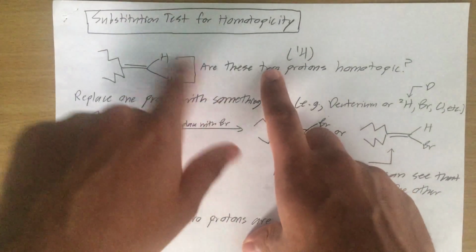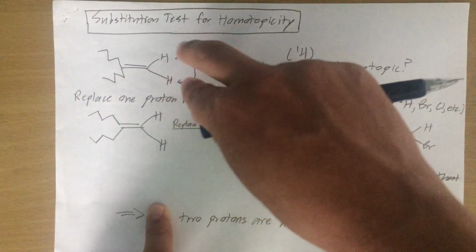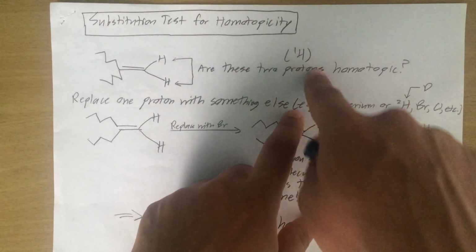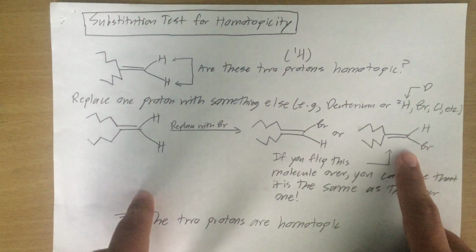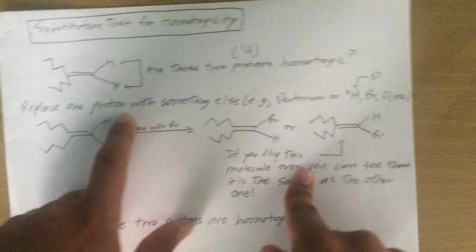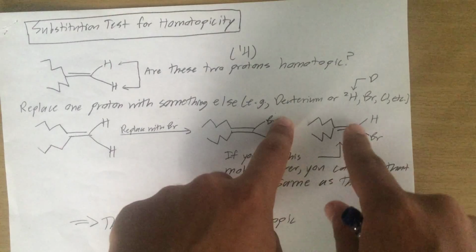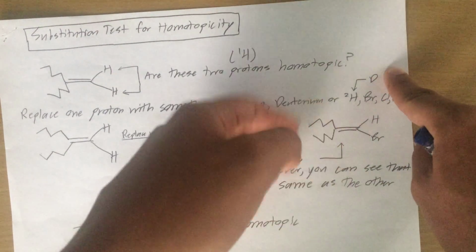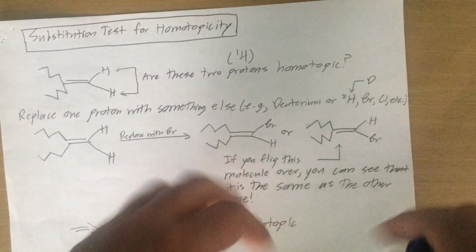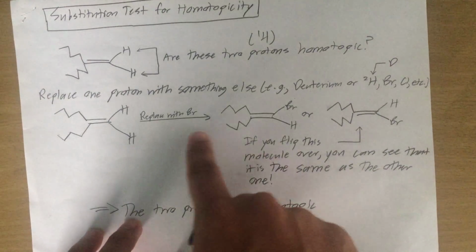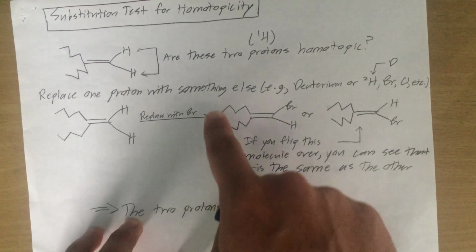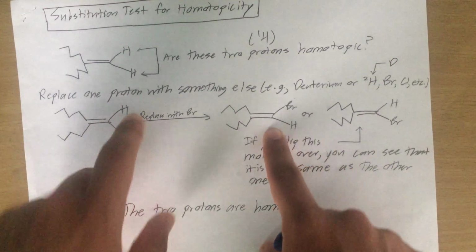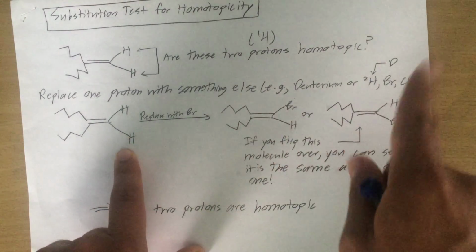So let's say, for example, you have this organic compound here, and you have these two hydrogen atoms, and you want to know if these two protons or 1H atoms are homotopic. What you do is you replace one proton with something else. For example, you can use a deuterium atom, which is also known as the 2H isotope, or denoted simply as the capital letter D. You can use bromine, chlorine, methyl, whatever you want. In this case, we're going to do a replacement with the bromine atom. So you can replace this with bromine and you get this, or you can replace this with bromine and you get that.